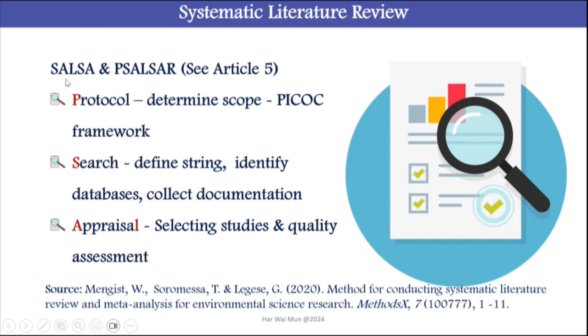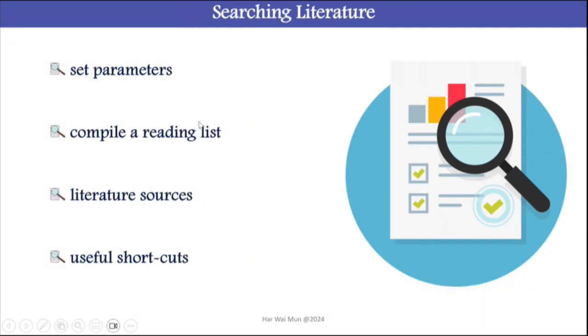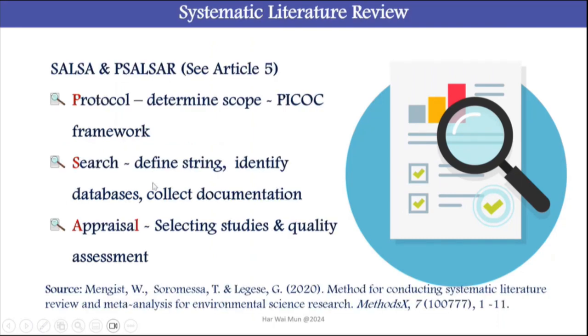So they officially have this called SALSA and P-SALSA. Here there is a protocol to determine the scope. Like here, you set the parameters. Then you search, define the string, what keywords you need to put in. You can use AND, OR, all these parameters, all these words. Identify the database. As I mentioned, usually you try to get from Scopus or Web of Science, but sometimes it's very difficult because it's limited. Most of those papers are sometimes locked. You need a subscription, depending on your university subscription. Collect the document.